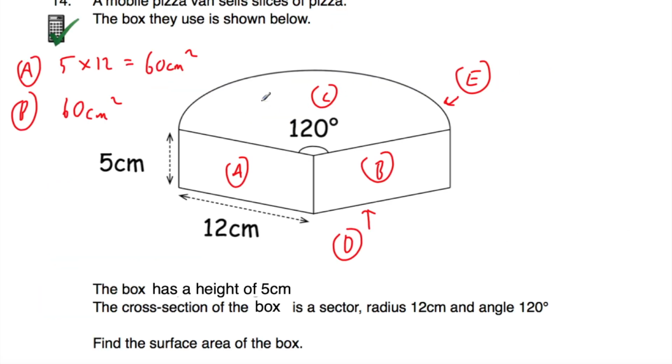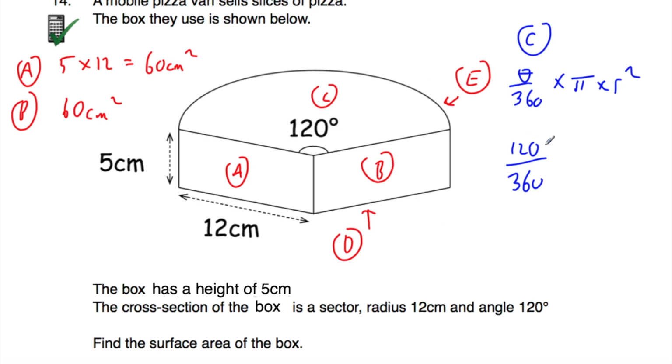Okay, now let's find the area of C. So we want to find the area of the sector at the top of the box. Now there's a formula for the area of a sector, which is beta over 360 times pi times the radius squared. And I like that formula and I use it a lot whenever I'm finding the area of sectors. So what I would do is beta, which is the angle, which is 120 degrees over 360 because that's the fraction of the whole circle. If it was a whole circle, what fraction of the circle would it be?